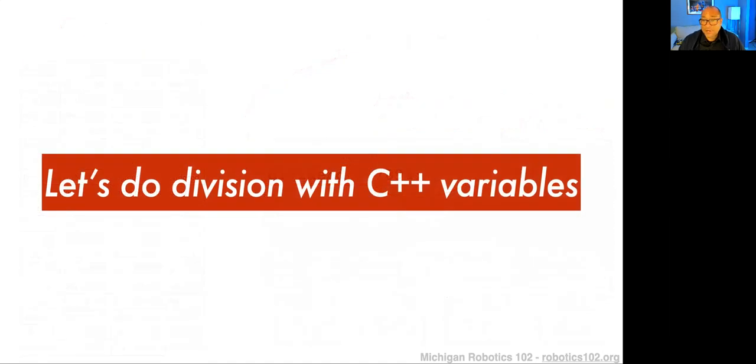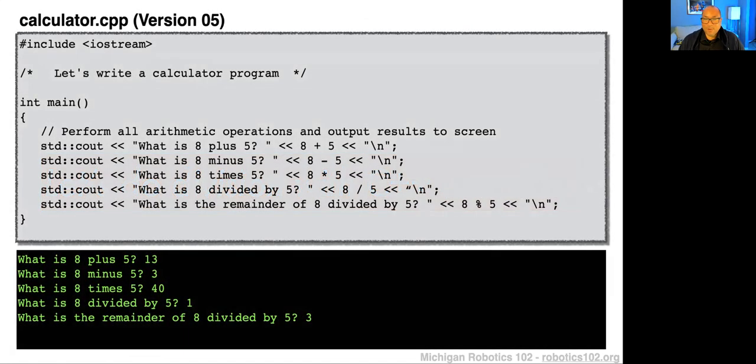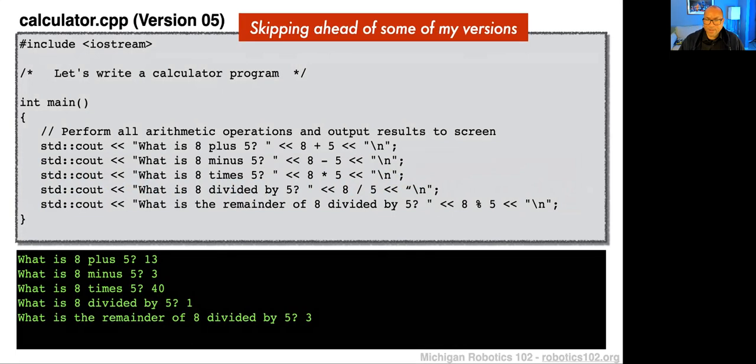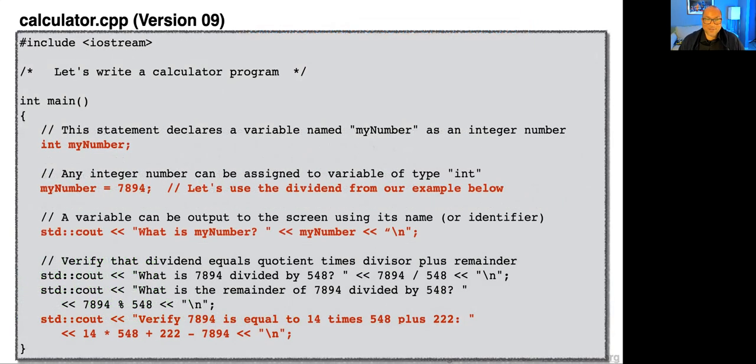So with that, let's try to do some division with C++ variables. Let's go back to our calculator and write some code to do a nice integer division program. I'm going to skip ahead. I have my reference code and I have versions for that, but I'm going to skip from my version 5 to now version 9. Whenever I change versions, I'm going to try to highlight in red the main things that you should take away from my changes.